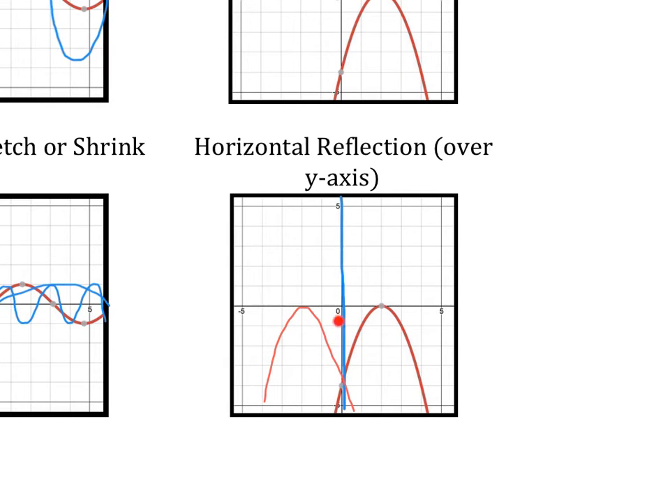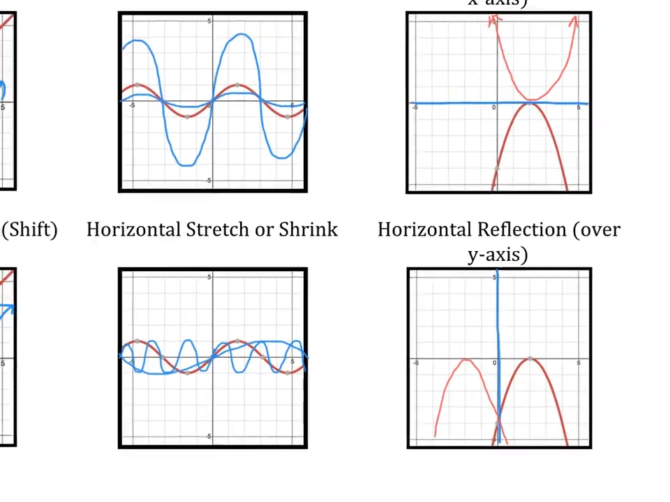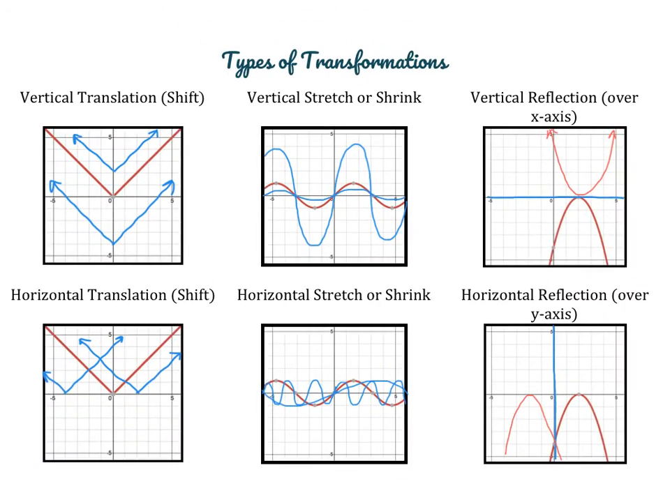So you can see that we used our y-axis as our line of symmetry for the reflection. So now that we know what these transformations look like and how they affect our graphs, we're going to be working with the transformations in terms of the equations, and we're going to be changing equations to make specific transformations happen.